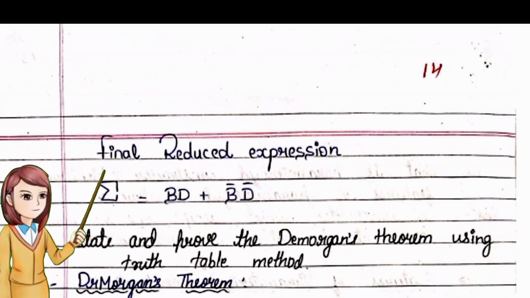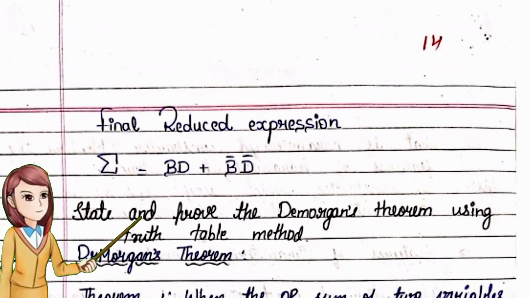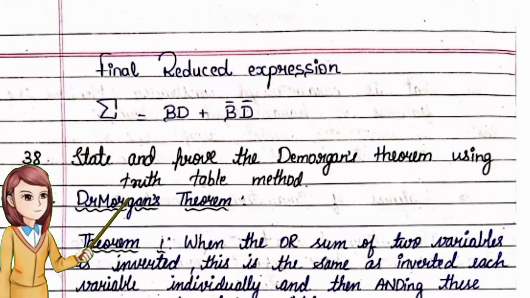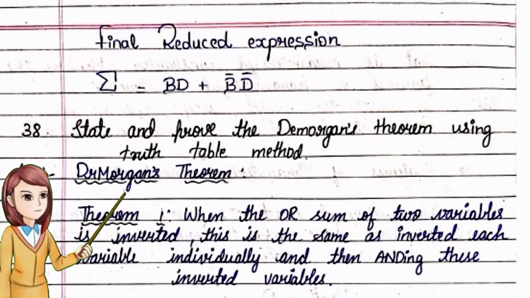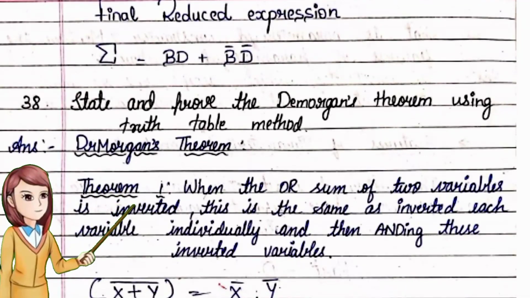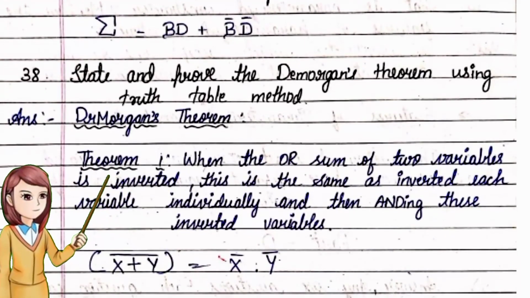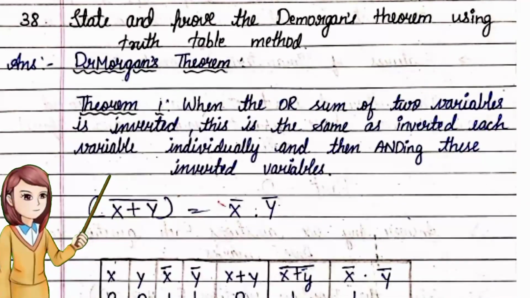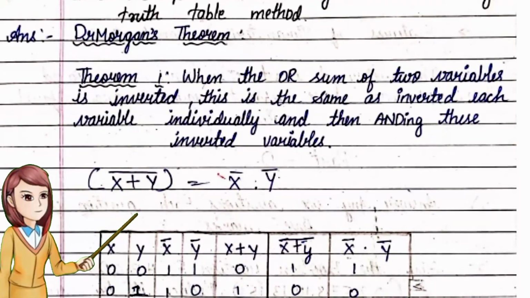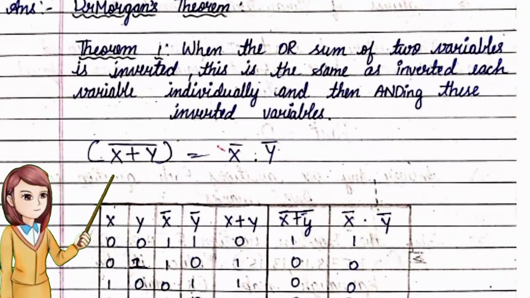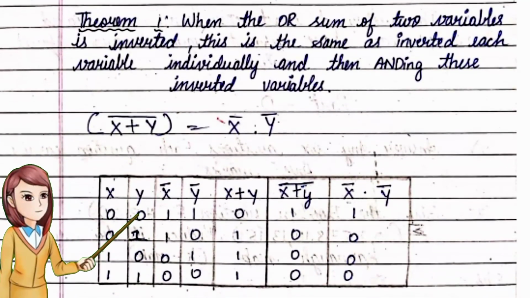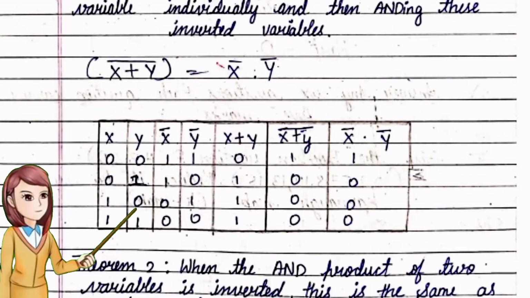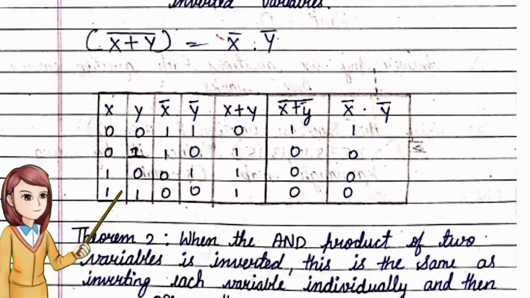Now 38th question. State and prove De Morgan's theorem using the truth table method. De Morgan's theorem: the first theorem says that when the OR sum of two variables is inverted, this is the same as inverting each variable individually and then ANDing these inverted variables. Here we have solved it with the truth table. (X plus Y) whole bar equals X bar into Y bar. We can see the truth table here.